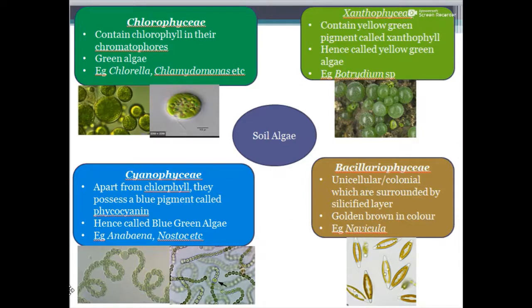Now we came across actinomycetes as well as the algae which are present in the soil. In the coming sessions we will be talking about the soil protozoa as well as the soil viruses.